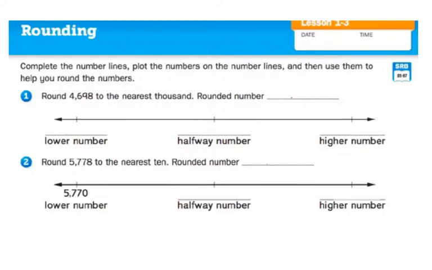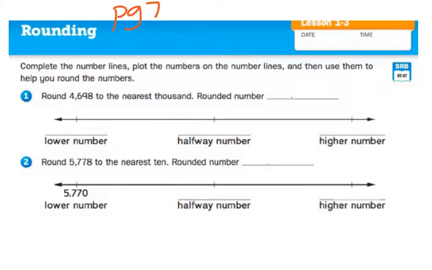So on your journal page 7, go ahead and open your journal to math journal page 7. At the very top, it tells us we are rounding. Complete the number lines, plot the numbers on the number lines, and then use them to help you round the numbers. So we're going to round 4,698 to the nearest 1,000.